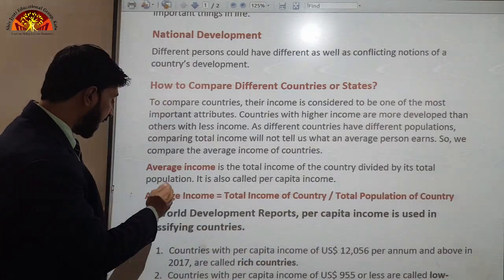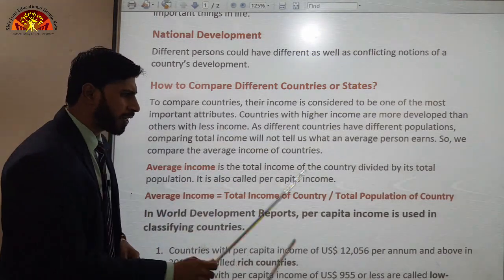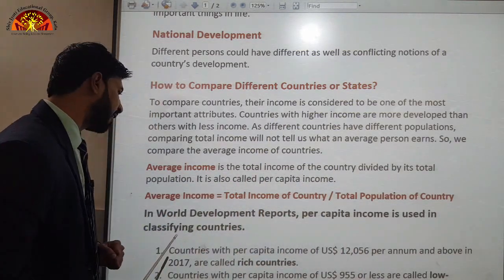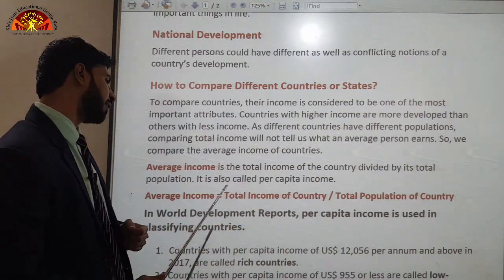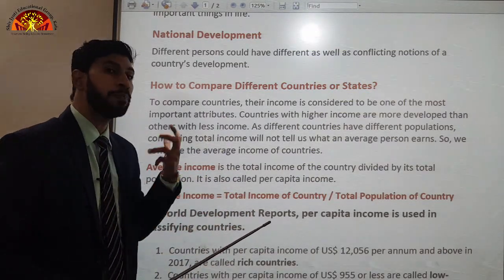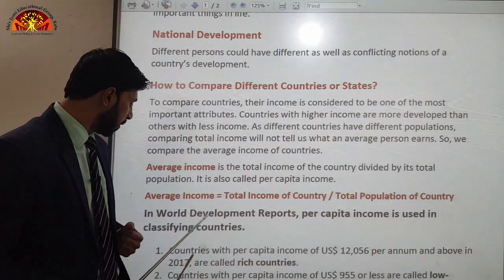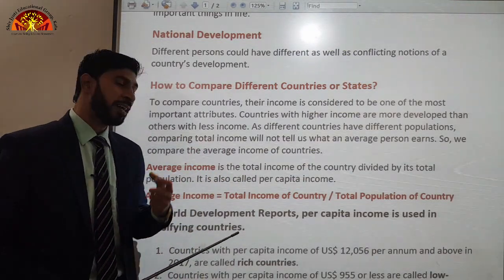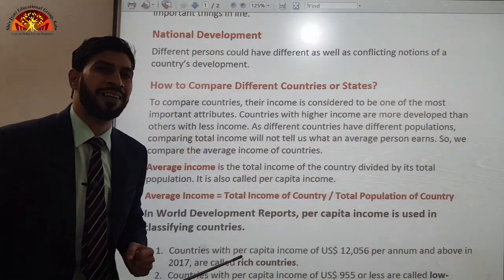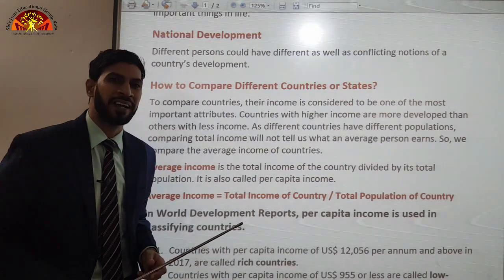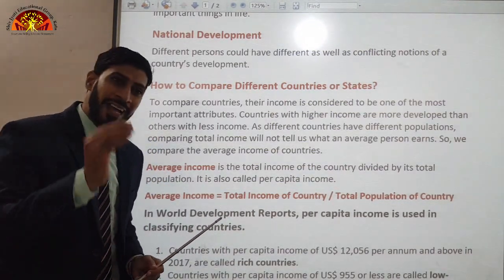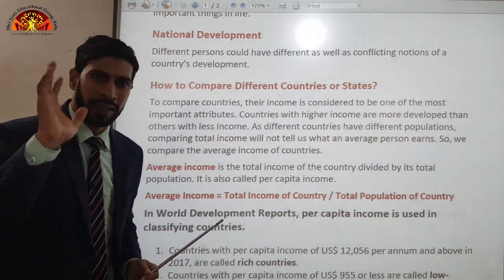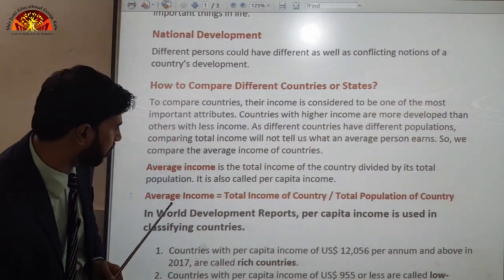Fine. In World Development Reports, per capita income is used in classifying countries. So the report which is issued by the World Bank, जो अपनी रिपोर्ट डिक्लेयर करता है, उसमें income is given more priority. इनकम को ज्यादा इंपॉर्टेंस दिया गया है. फाइन. वर्ल्ड बैंक जो रिपोर्ट देता है, in that they give more importance to the income. Let us understand this.